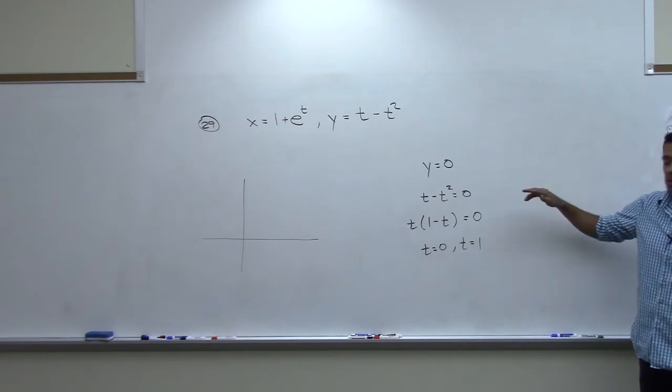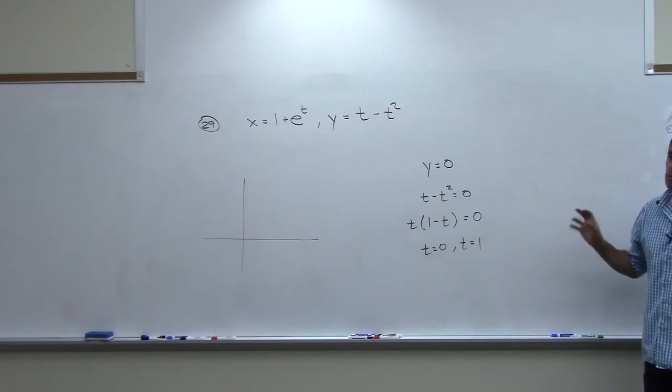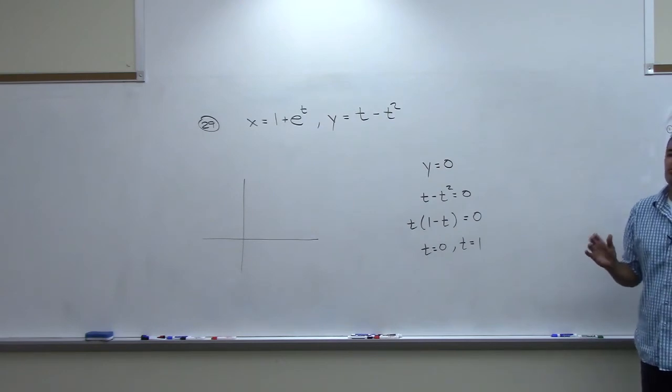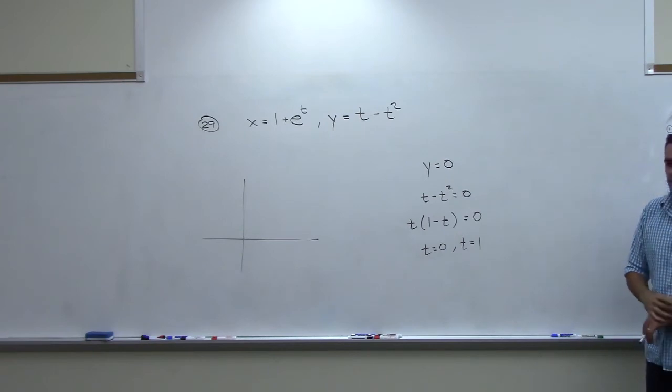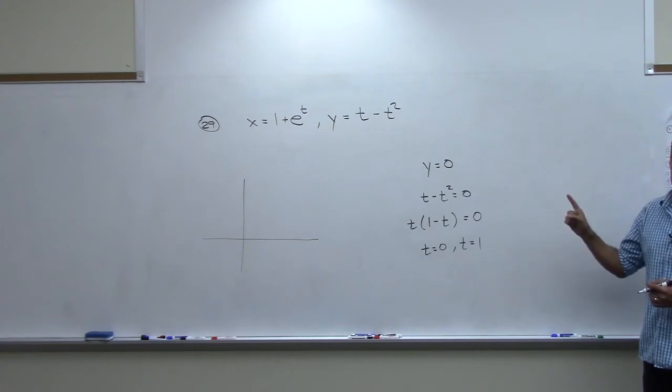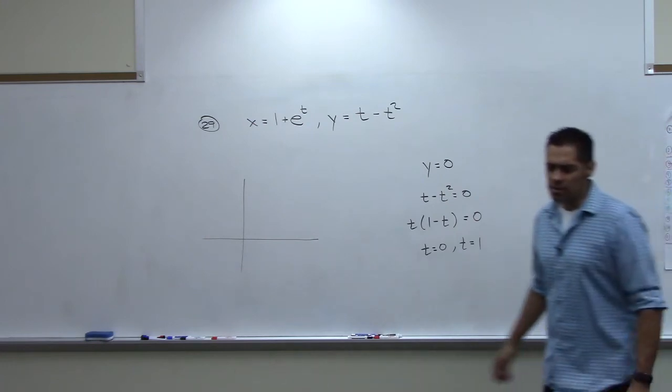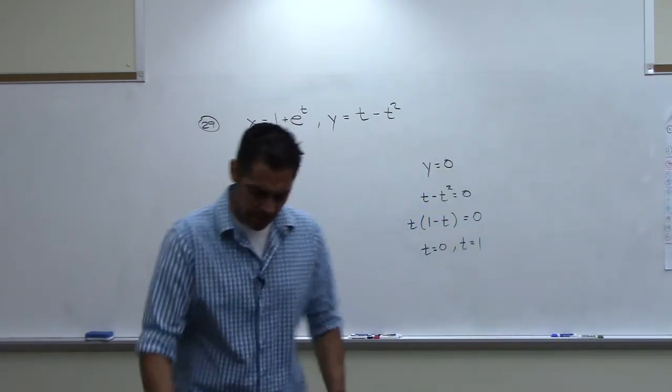Understand? Just solving those equations. So I have two points, well, two moments in time. If we're going to look at t as being time, we have 2 moments in time where our y coordinate is 0. And I want to put those on my graph.